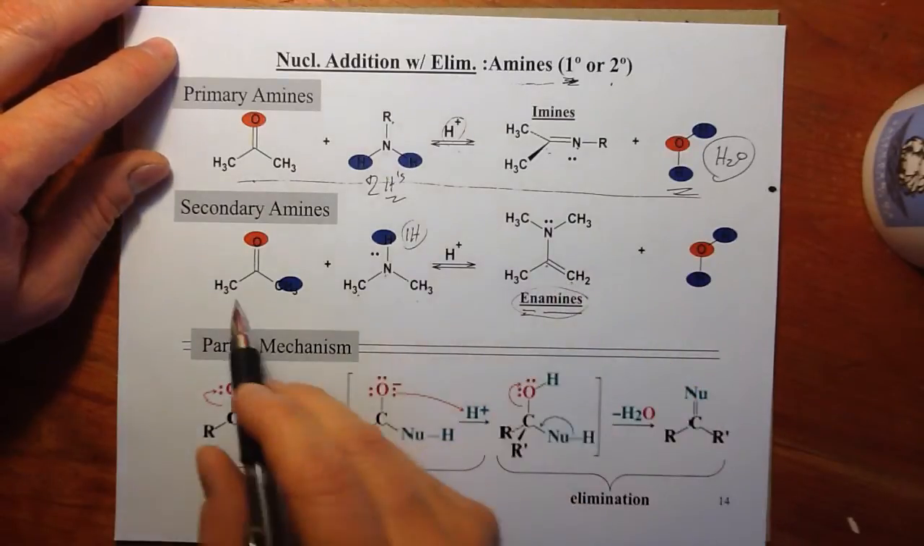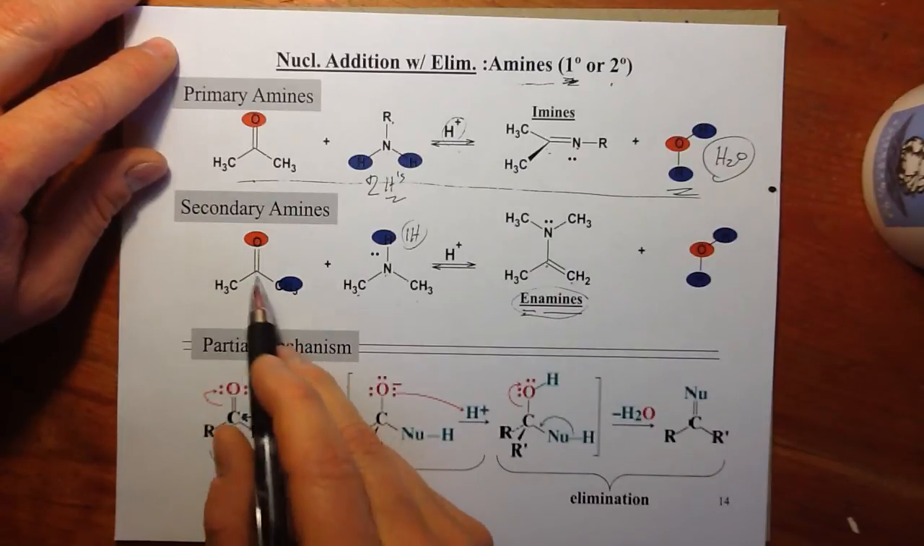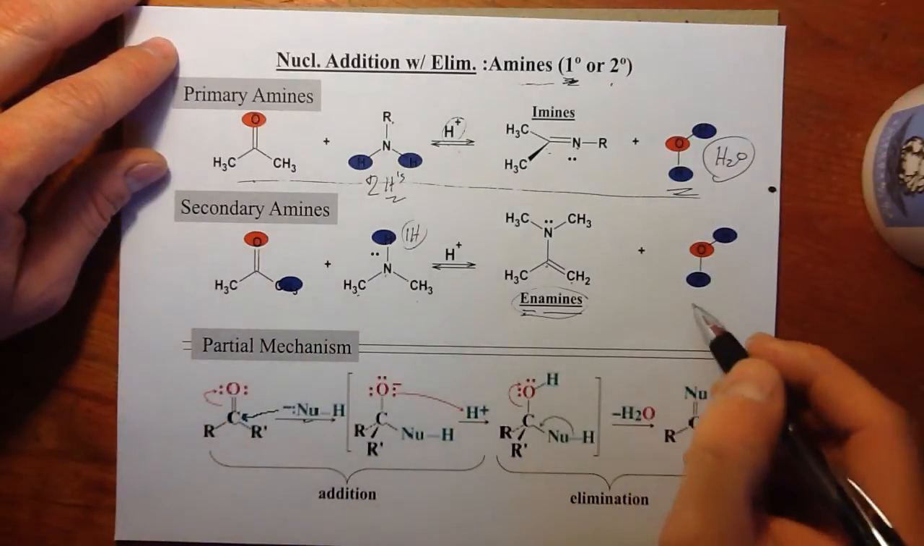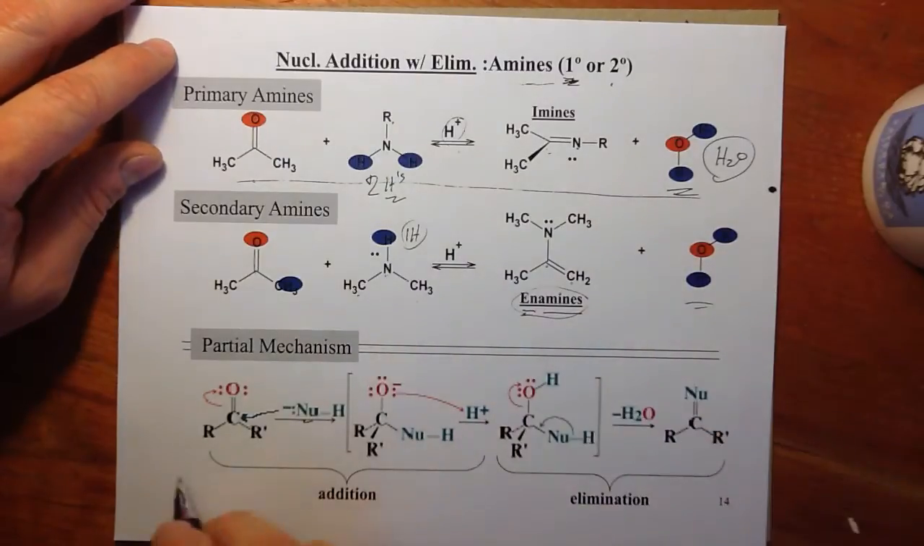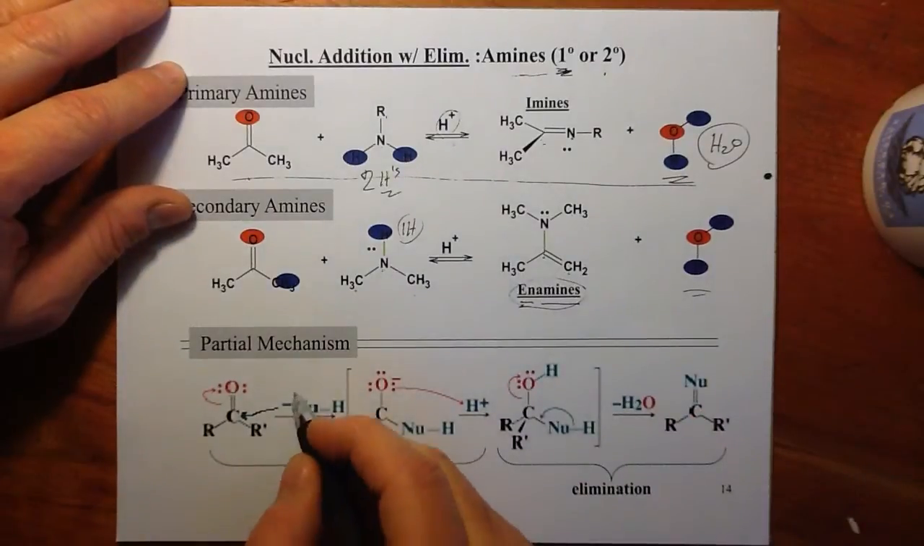Wherein the double bond is formed between the carbon in the original carbonyl that's connected to the oxygen and one of the alkyl groups. That's called an enamine. Now I'm going to show a partial mechanism, and then we'll go to the full mechanisms for these and we'll be done. So the partial mechanism goes something like this.